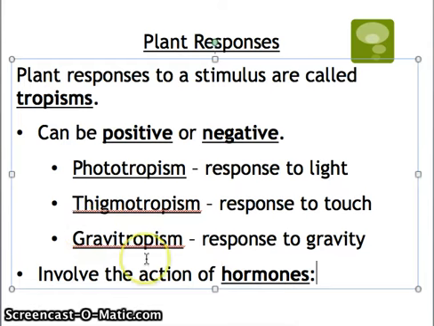Okay, the last one is gravitropism. That's a response to gravity. Now, every plant that you've probably ever seen has a negative gravitropism, right? Because plants grow up. Gravity pushes down. Okay? So that's one that students typically have a hard time with. But gravity pushes down on a plant, so it's got a negative stimulus because it's growing upward.